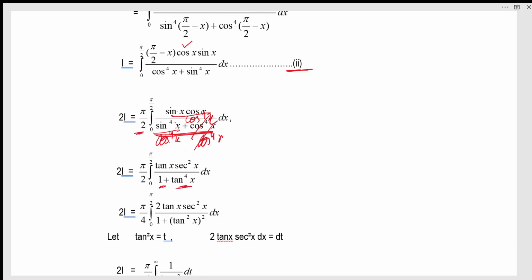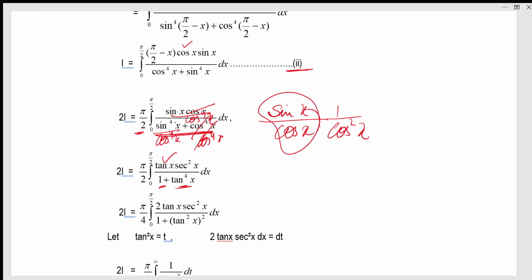Now this sine, this is cos raised to power 4. So cancel one of the cos. You are left with sine in the numerator. You are left with sine upon cos cube x. So it means sine upon cos x into 1 upon cos square x. So this has become tan over here, and this has become secant square x.